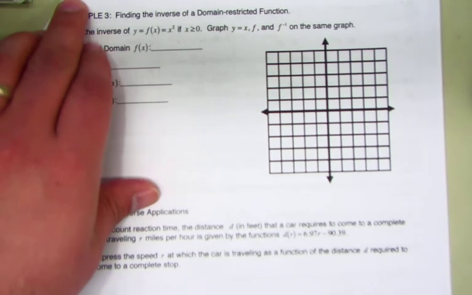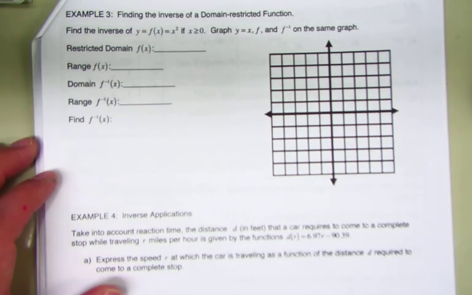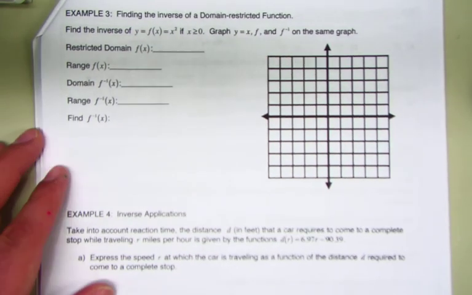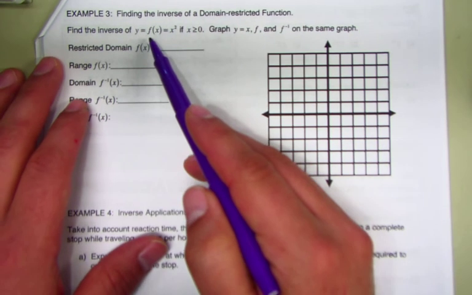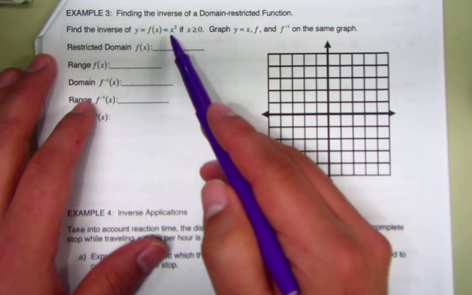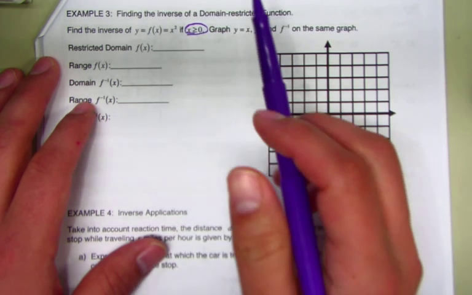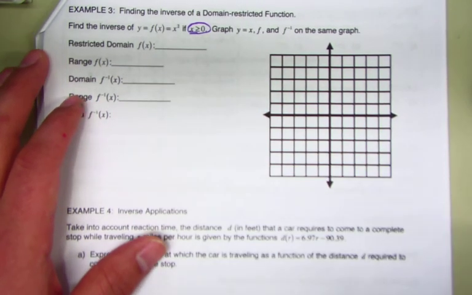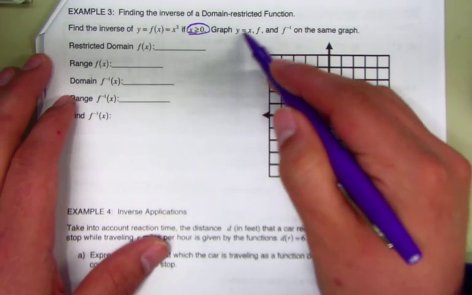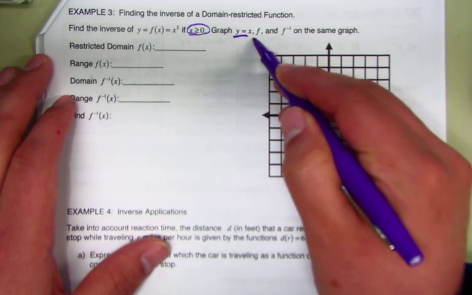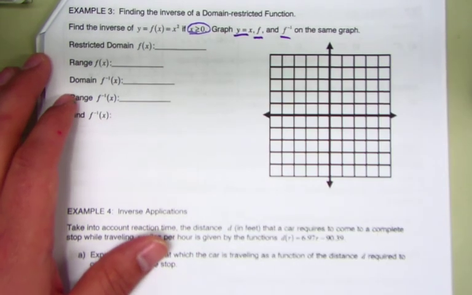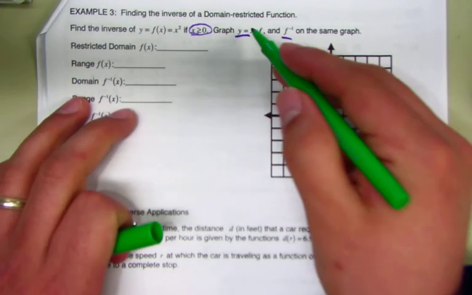Example 3. So here we're finding the inverse of y equals f of x, which is x squared, but only where x is greater than or equal to 0. Okay? We're also going to graph y equals x, we're going to graph f, and we're going to graph the inverse. So I'm going to start with y equals x.